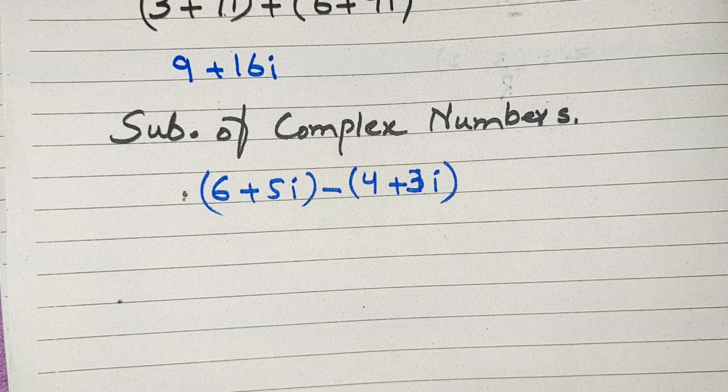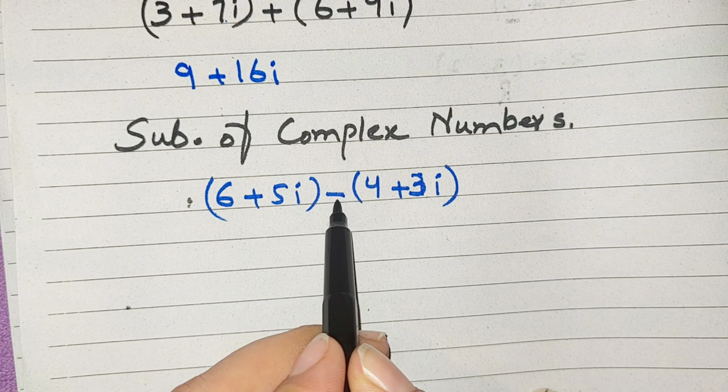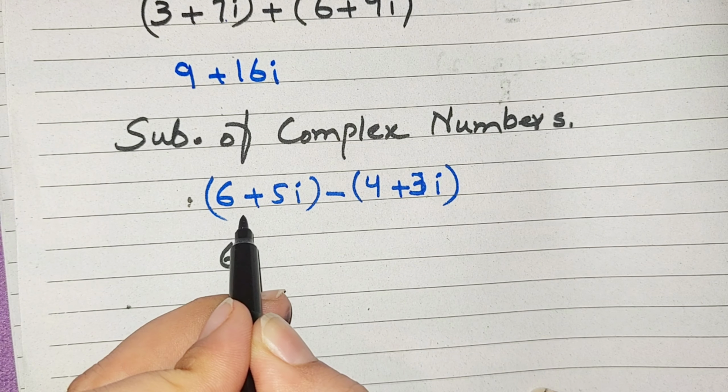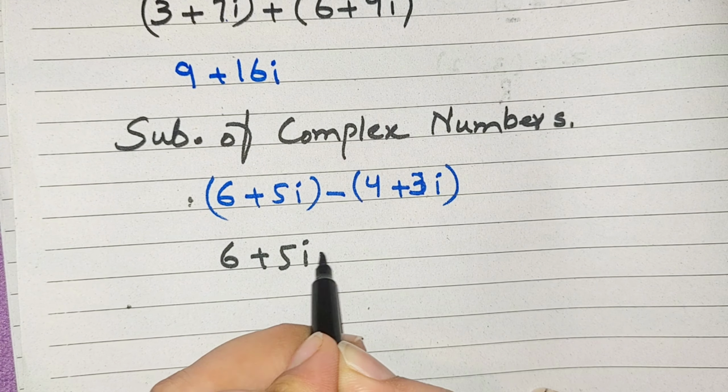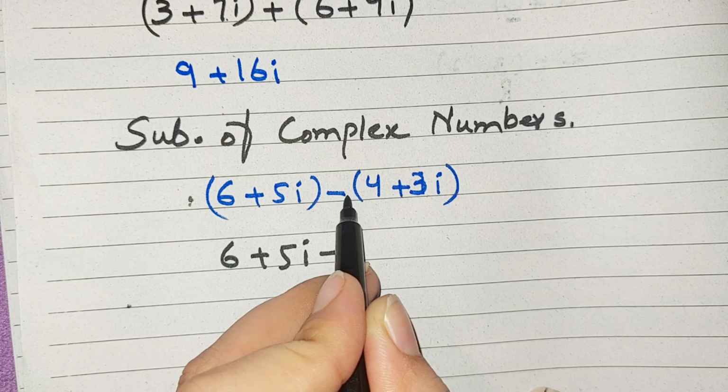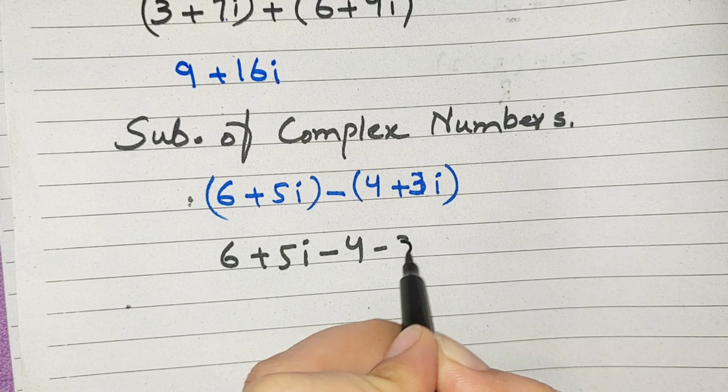For example, we have a question: (6 plus 5 iota) minus (4 plus 3 iota). The same way we have done in addition, the same way we will do here. So let's multiply this minus sign into this bracket, and we will write these numbers as they are: 6 plus 5 iota, and there will be minus 4 and that will be minus 3 iota.